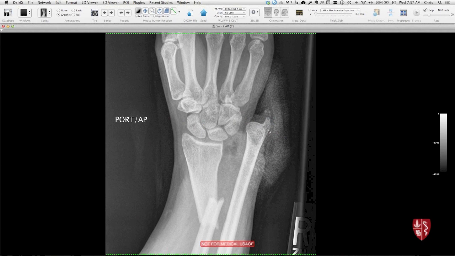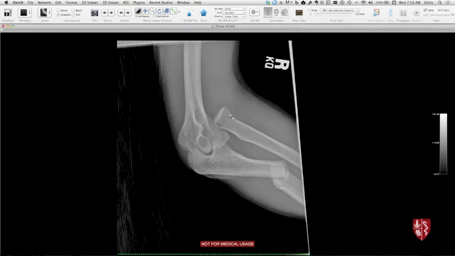So going back, the Galeazzi goes with the radius. And then if you think about it, what bone's going to dislocate? Well, it's not going to be the bigger bone at either joint. So in the wrist, the radius is not going to dislocate as easily from the carpus. It's going to be the ulna, the small bone, that dislocates at the wrist. And conversely, in the Monteggia, it's the small bone that's going to dislocate. So the radius is going to dislocate in the case of a Monteggia injury.